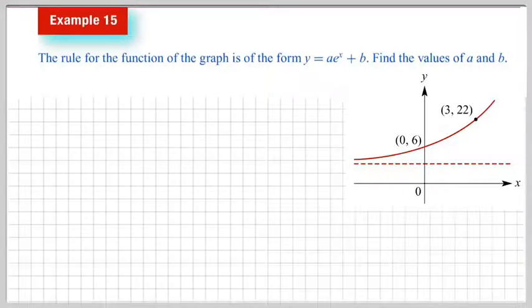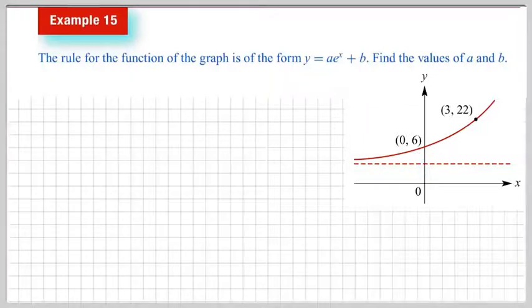We've got the rule for a function of the graph is of the form y equals a e to the x plus b. Find the values of a and b, and we've got our nice little specimen here to help us along. So, what do you think, guys? If you have a look at that, what strikes you first, apart from how am I going to do this? Well, look, how many unknowns have we got here? We've got this one, we've got this one, and we've got 2 points.